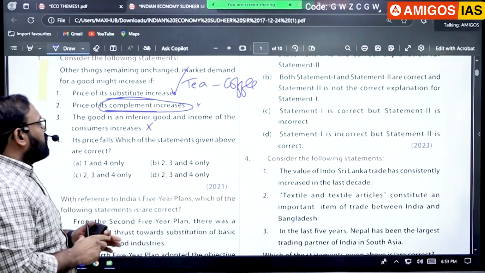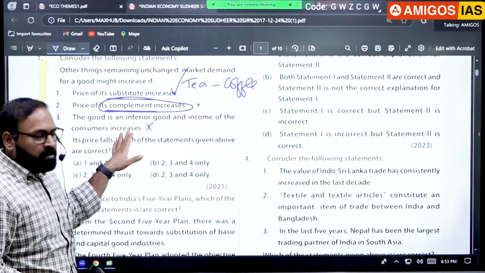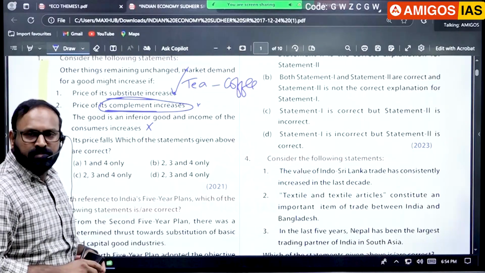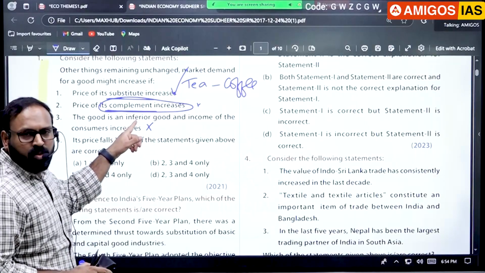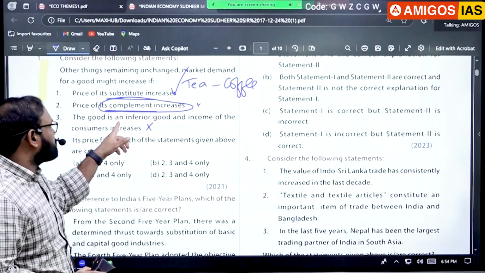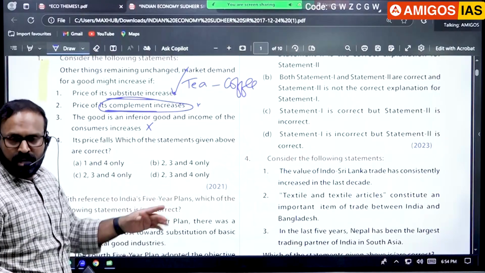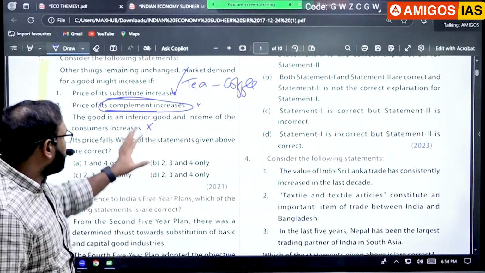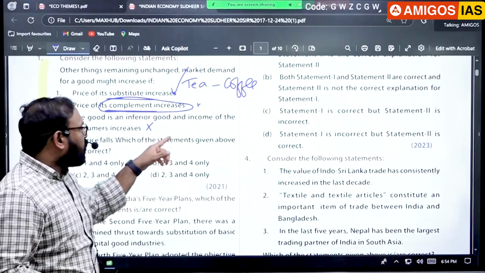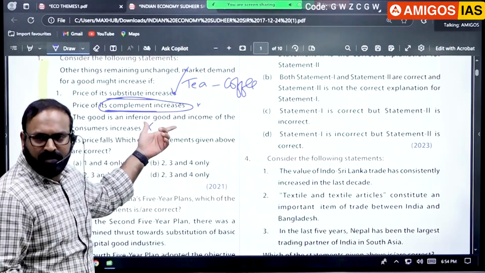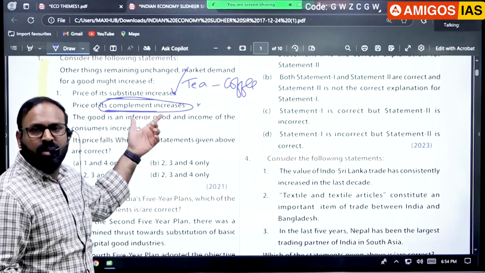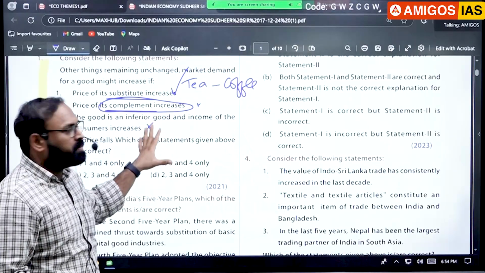Now, what should be the change in the statement if it has to become right? Inferior should be replaced with normal. One change in this statement, and the answer undergoes change. When you solve PYQs, focus on these areas: why this is wrong and what change could make the statement right. Only then you understand the depth of the topic.